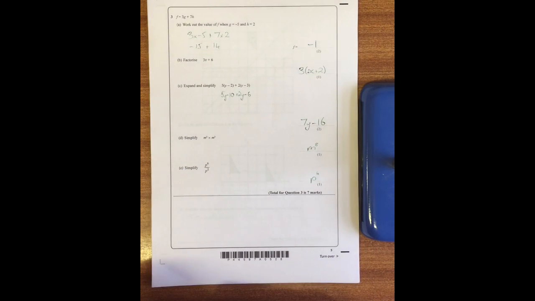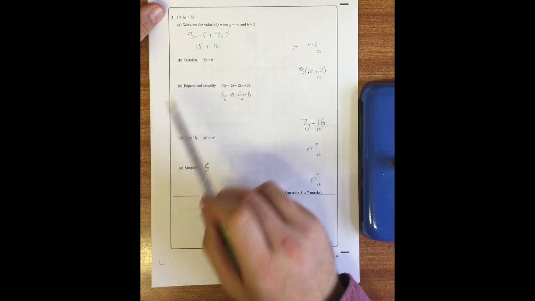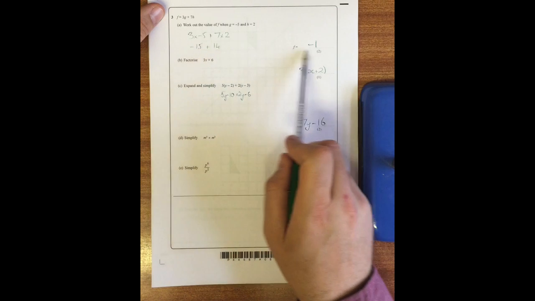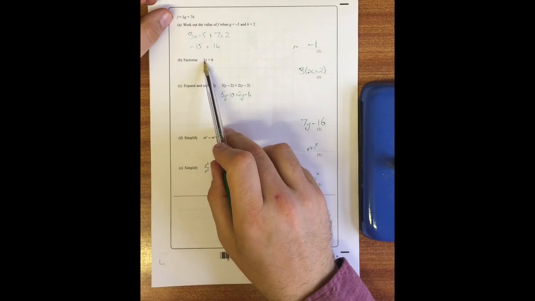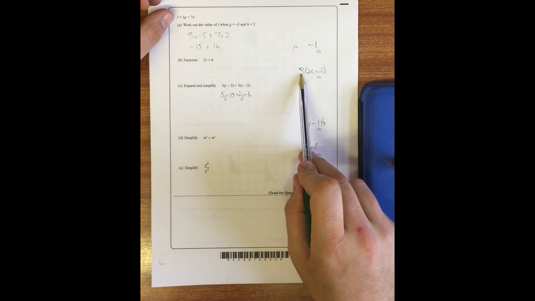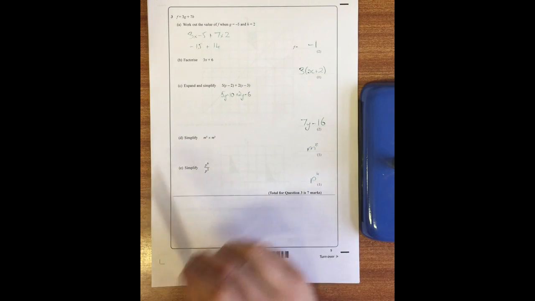Question 3. Work out the value of f when g is minus 5 and h is 2. Well, 3 times minus 5 is minus 15, and 7 times 2 is 14. Minus 15, add 14 is minus 1. Factorise 3x plus 6. Well, 3 is a factor of 3 and 6, so pull 3 out, and it will be 3 times x gives you 3x, and 3 times 2 gives you 6.